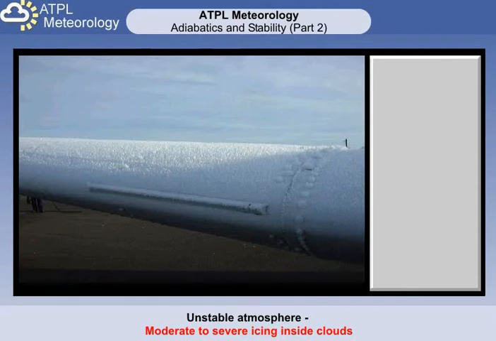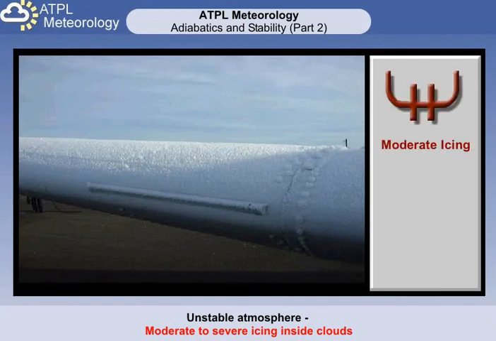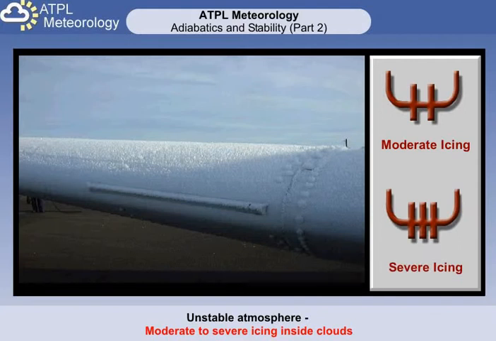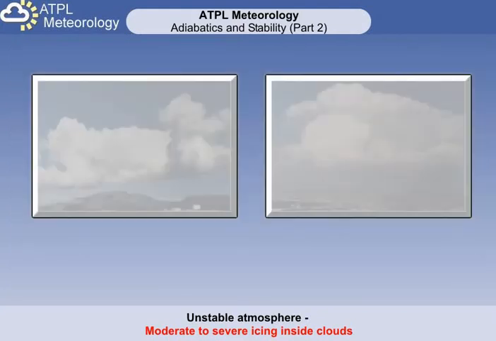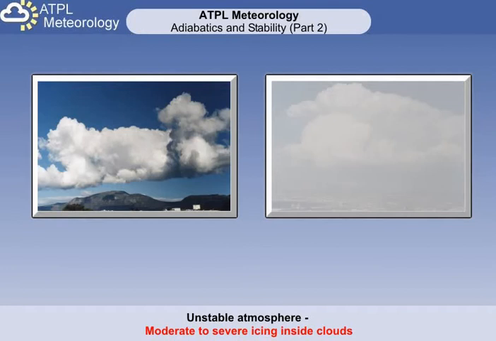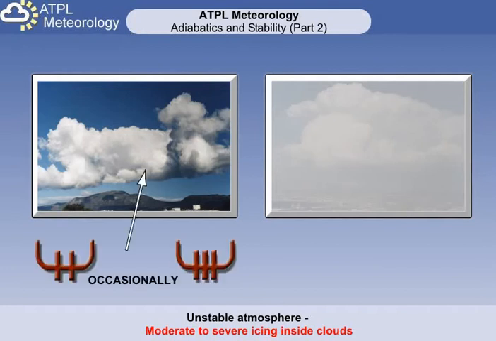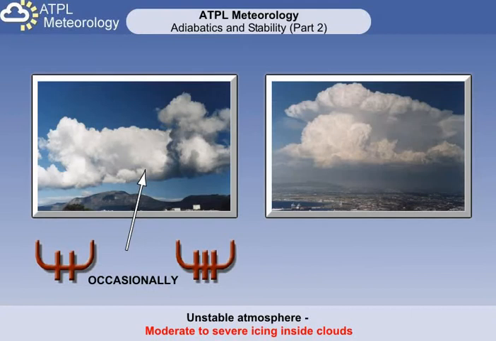We'll look at this in detail later, but note at this point that this is the ICAO symbol for moderate icing, and this is the one for severe icing. The icing risk for aircraft in large cumulus cloud, whose temperature is low enough, is classed as moderate, occasionally severe. The icing risk associated with cumulonimbus clouds is always severe.